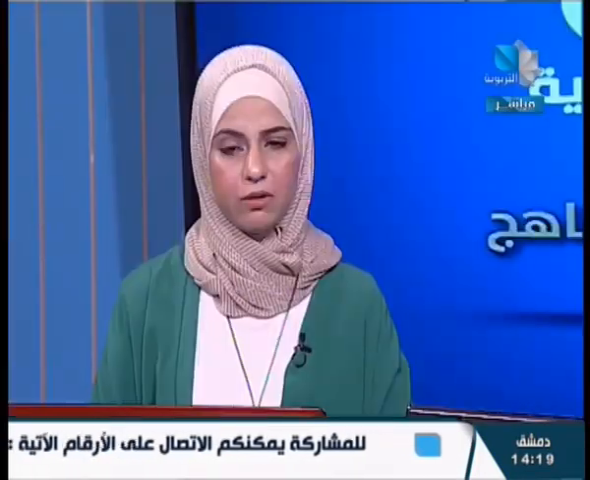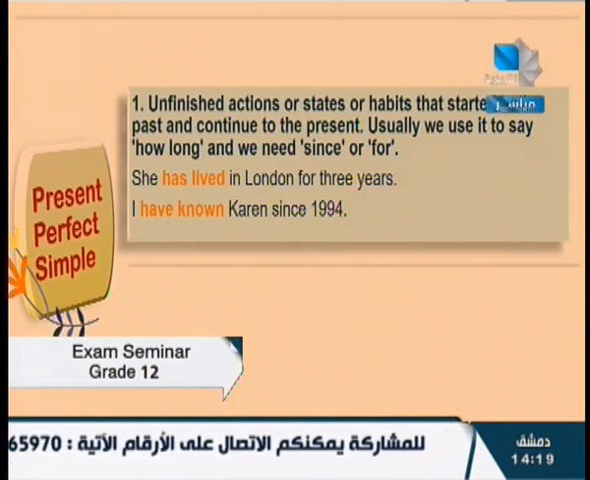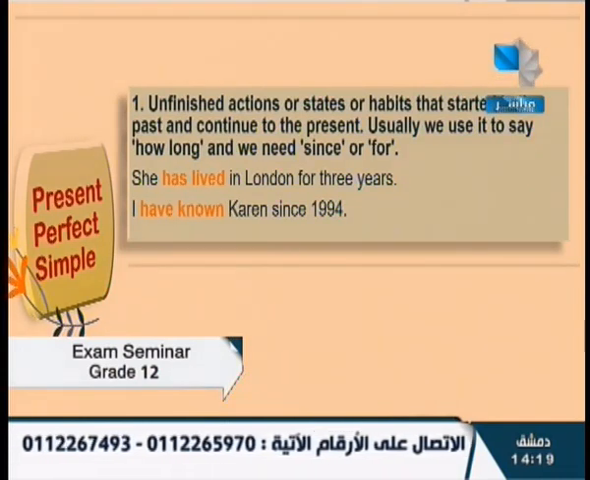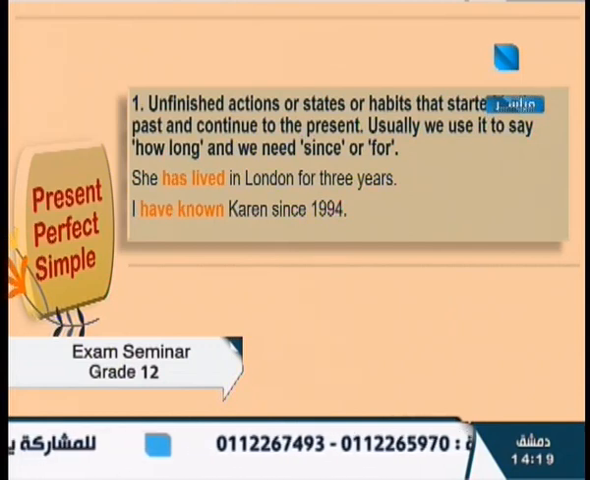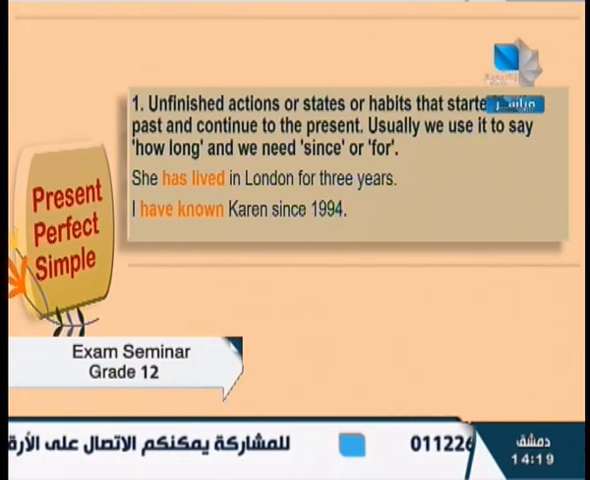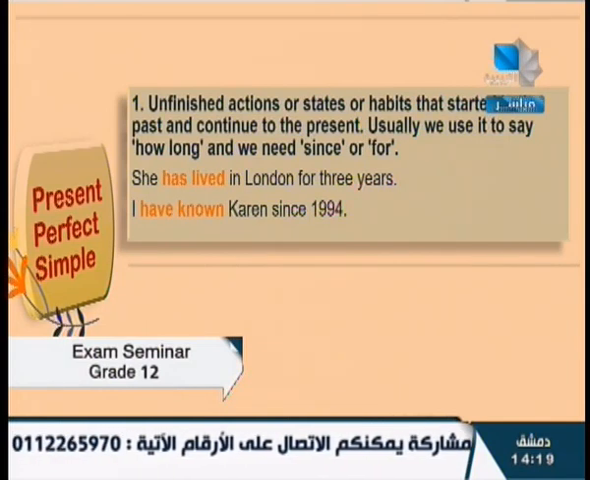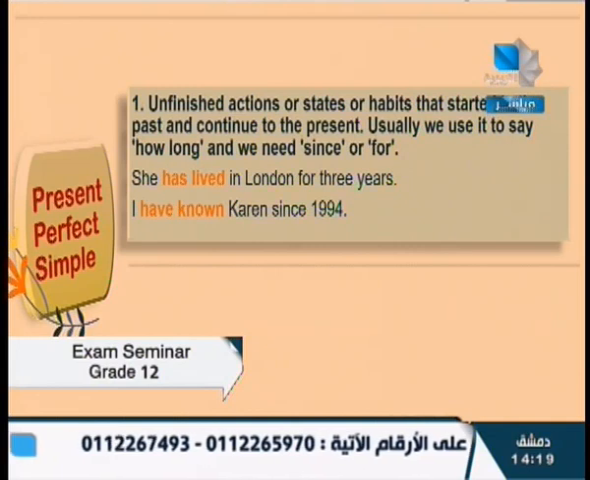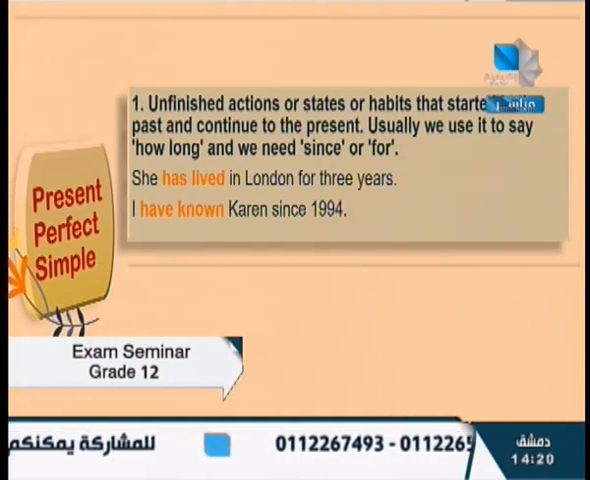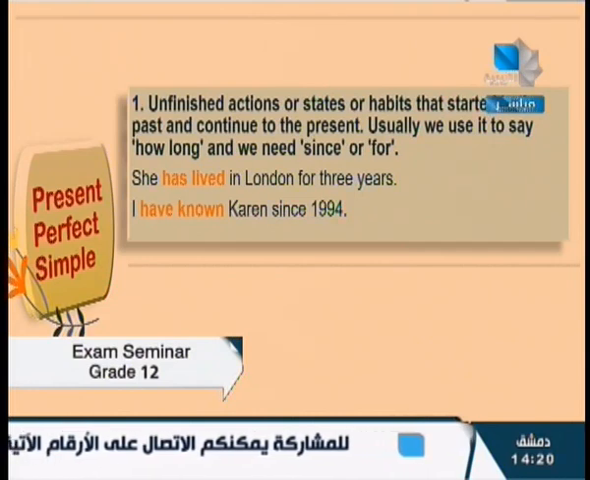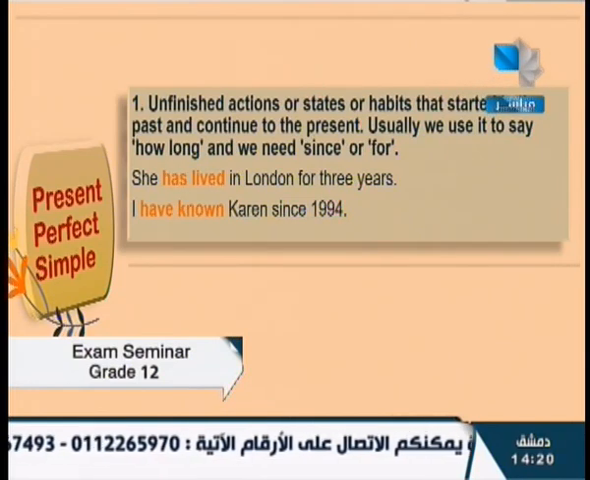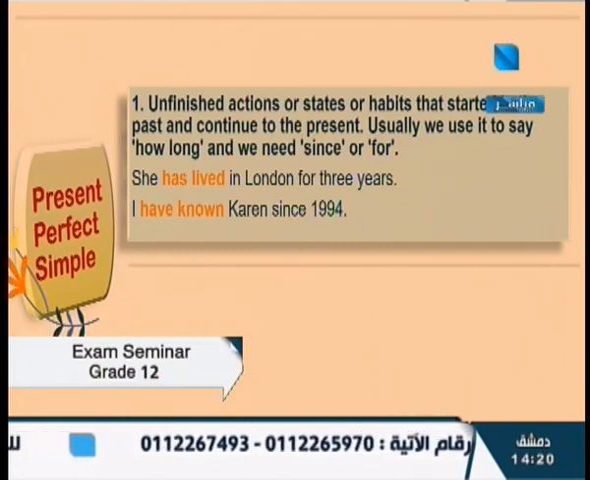Now we can talk about the present perfect, please. The present perfect simple is formed by using the present form of the verb have, followed by the past participle. Mainly, it is used to connect the past to the present. We use it for unfinished actions or states or even habits that started in the past and continue to the present. Usually, we use it to say how long and we need since or for. For example, she has lived in London for 3 years. It means she is still living there till now. Another example, I've known Karen since 1994. Here it's an ongoing state.